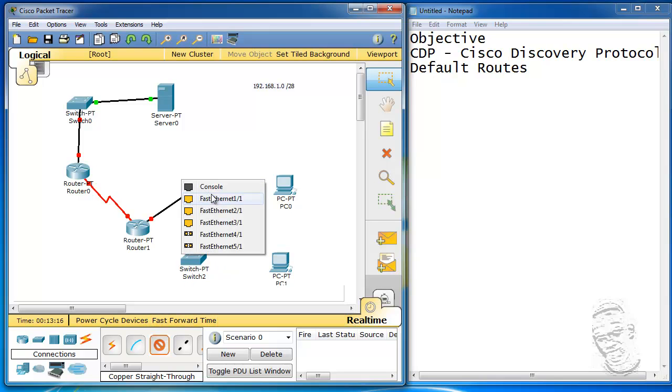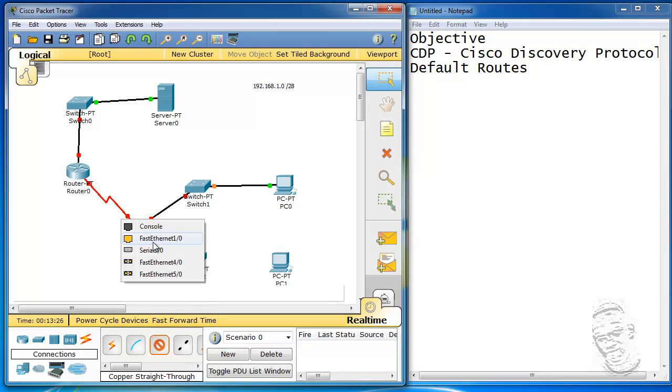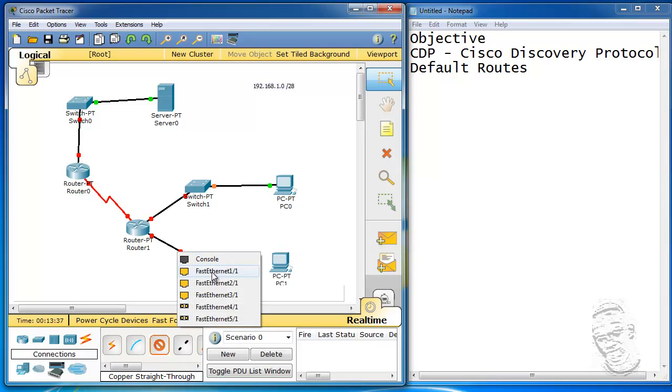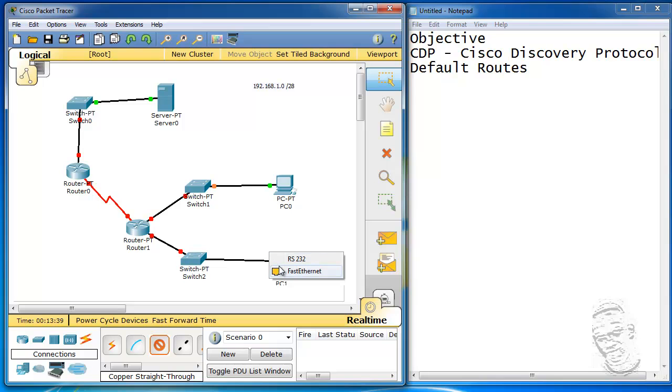Again, I'm going to connect switch 1 back to this PC's FastEthernet port, and we're going to configure interfaces on these devices. I'm also going to have FastEthernet port 1/0 on the router connected to this switch's FastEthernet port, and again connected to PC 1's FastEthernet port.